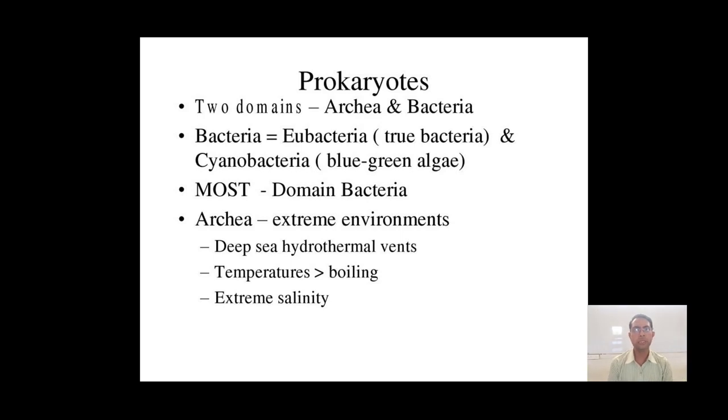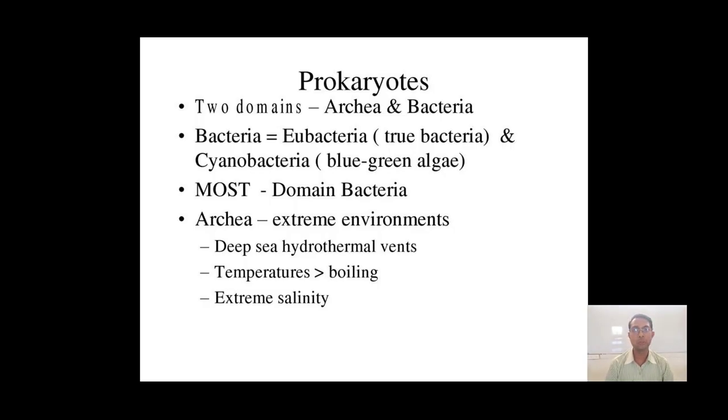Now, prokaryotes have two different domains, or we can say two different types. One is known as archaea and another is known as bacteria. Bacteria are also called eubacteria, which we call true bacteria, and cyanobacteria. So there are two different types of bacteria. Simply we can say eubacteria, which is known as true bacteria, and the other type of bacteria is known as cyanobacteria.